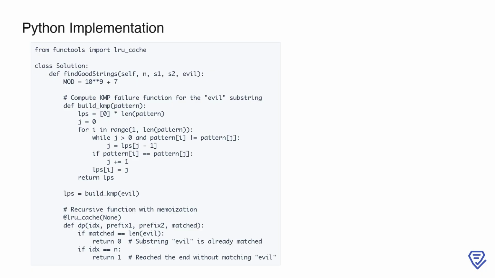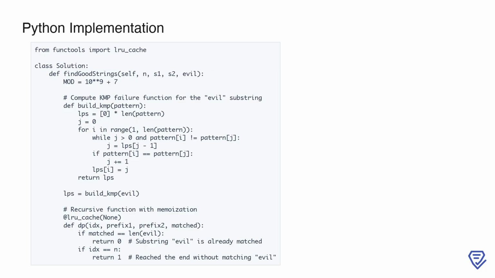Next, we implement the build_kmp function, which computes the KMP failure function for the given evil substring. This function generates the longest prefix-suffix array, or LPS, which helps us efficiently track matches of the evil substring during our recursive traversal. Inside the function, we initialize the LPS array with zeros and use a variable j to manage the prefix length. As we iterate over the pattern, we update the LPS array based on how much of the prefix matches the suffix, ensuring efficient backtracking if mismatches occur. Finally, we return the completed LPS array, which will be used later in our main logic.